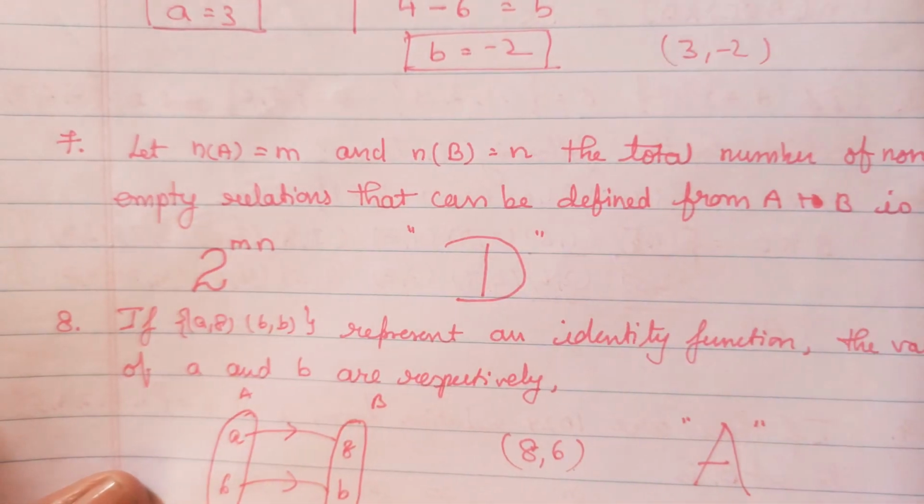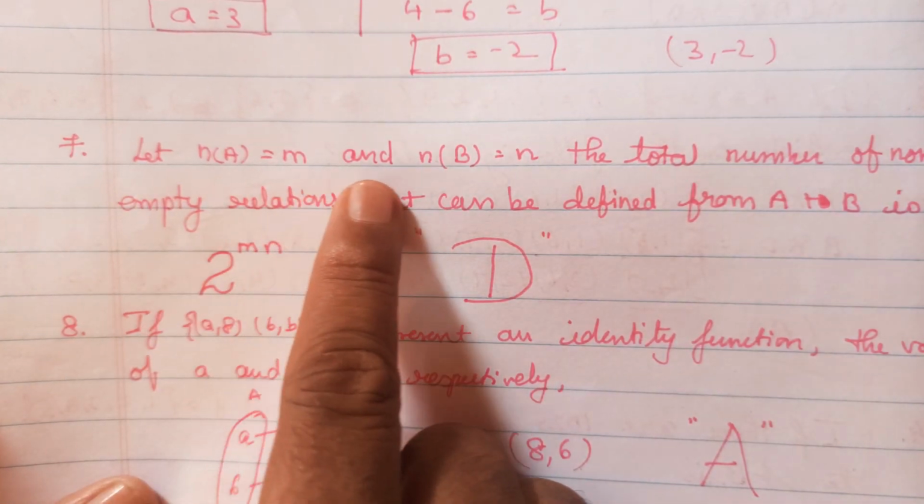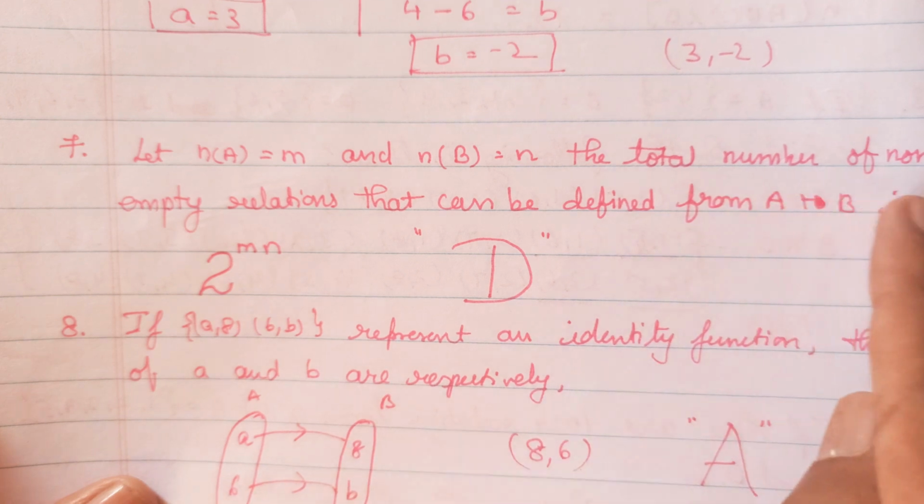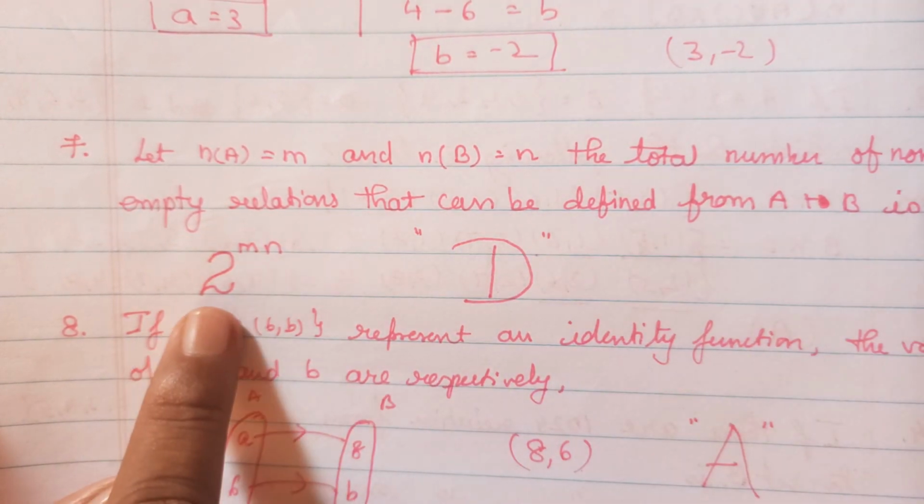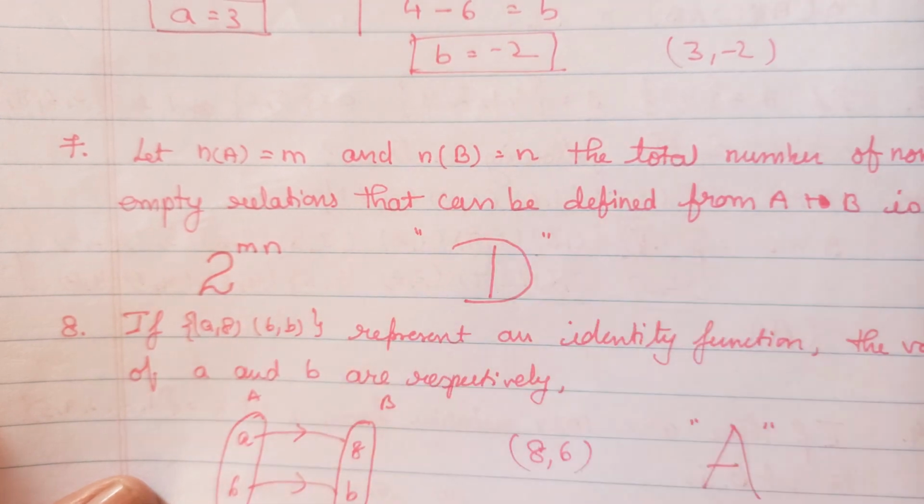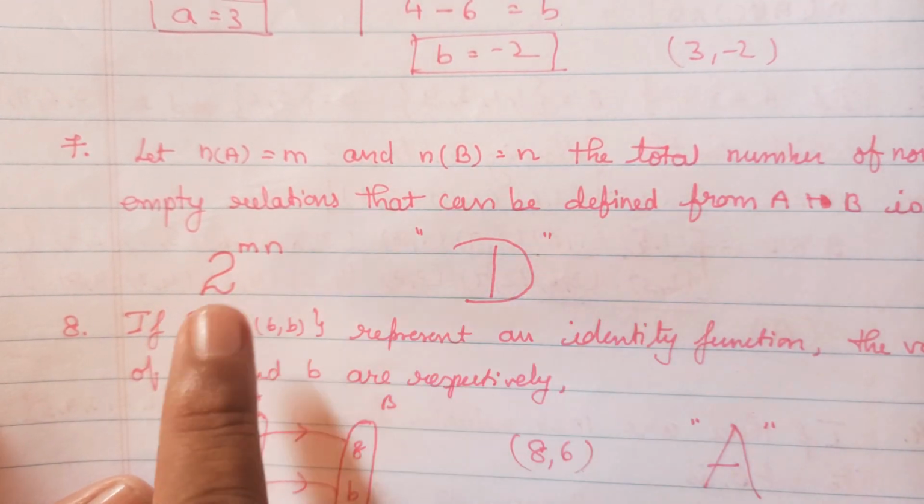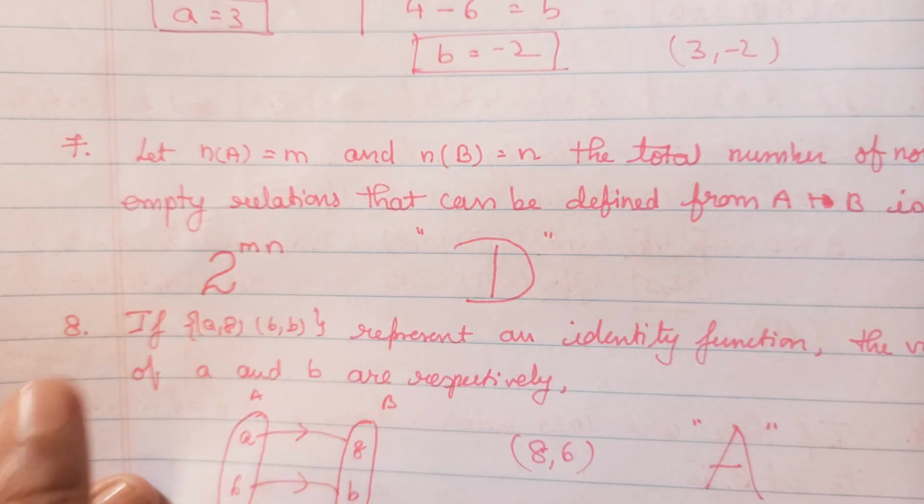Next we are coming to question number 7. If n(A) is equal to m and n(B) is equal to n, then the total number of non-empty relations that can be defined from A to B is 2 power mn. Hence the option is D. This is a straightforward question. So m into n, as we did in question number 4.